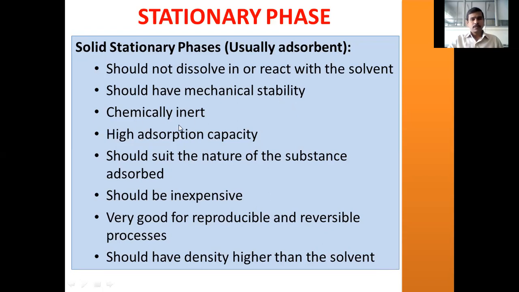Because a series of components may be present in a sample which you are going to introduce to the chromatographic column, the stationary phase or the adsorbent should only interact with the solute but not chemically react with the solutes. Therefore, it should be chemically inert. And the adsorbent must possess greater adsorption capacity. Therefore, all those species which have lower adsorbability can be eluted rapidly, while the species which have greater ability to adsorb over the surface of the stationary phase can be retained by the stationary phase.